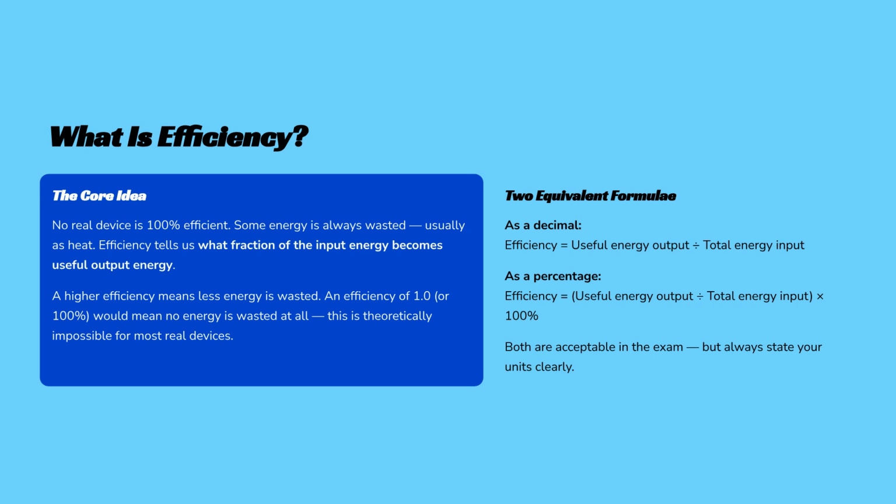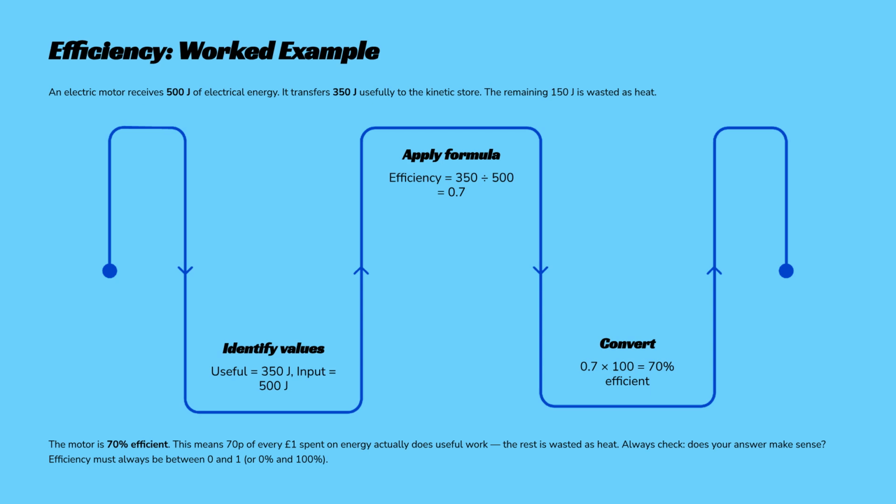Now for Chapter 4, efficiency. Efficiency measures how effectively a device converts input energy into the intended useful output. It's a key calculation in physics. No device is 100% efficient. Efficiency is calculated as useful output divided by total input. You can express the result as a decimal or a percentage.